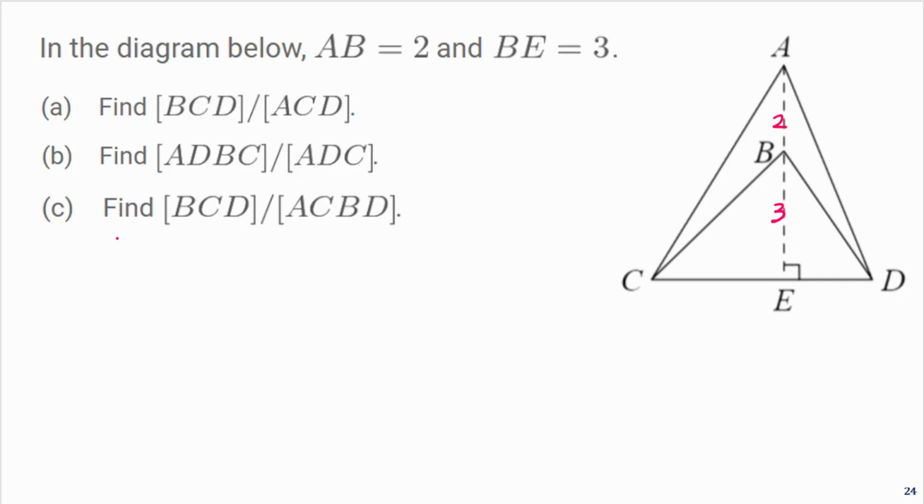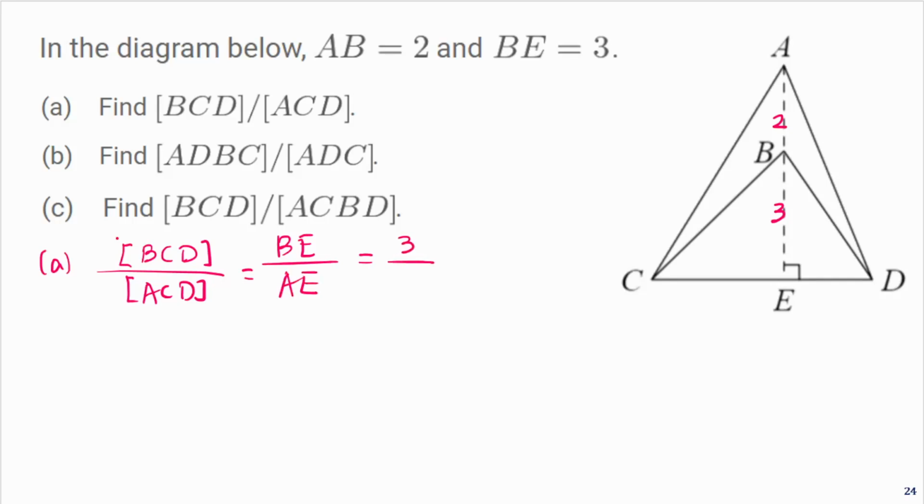Alright, let's have a look at the solution. This first one is pretty easy. BCD and ACD share the same base, CD. So the ratio of the two areas is given by the altitude to the same base. So BE over AE. This is 3 over 5, right?